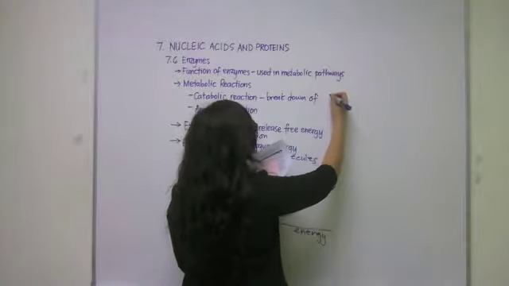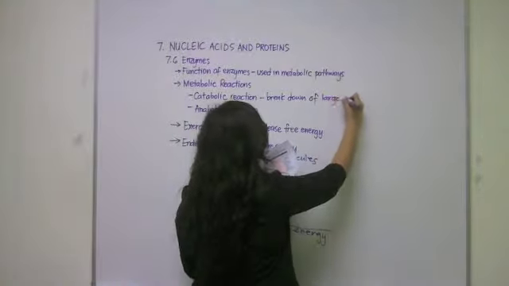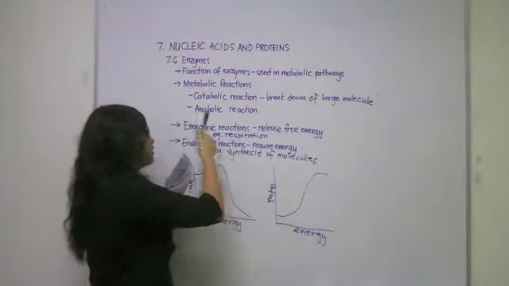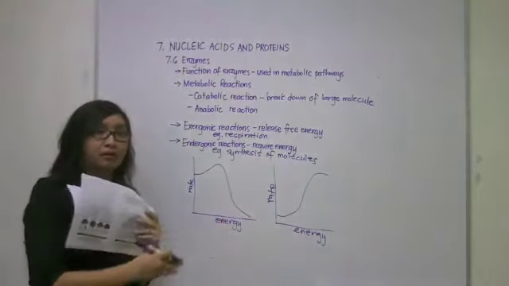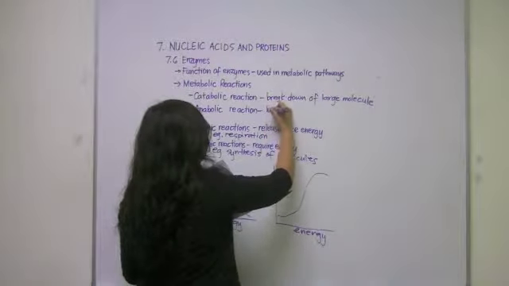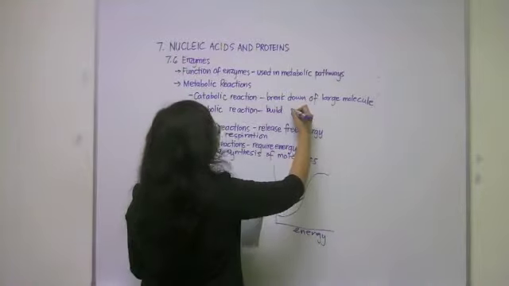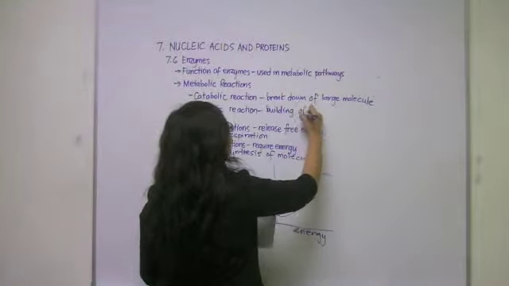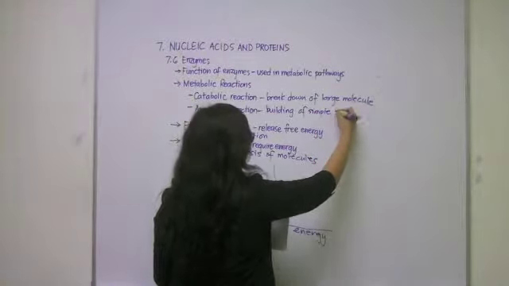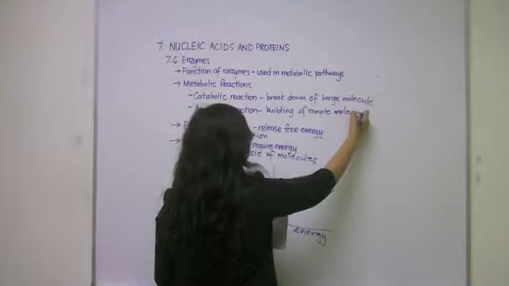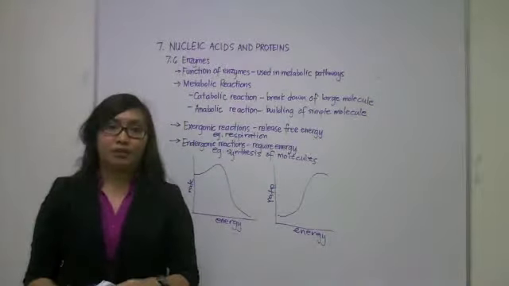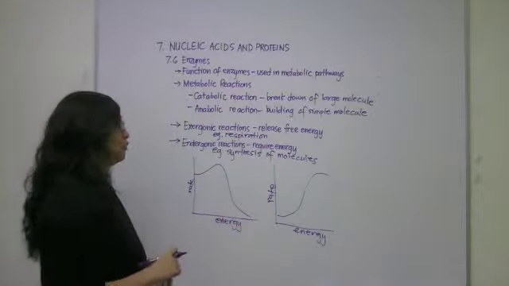So catabolic reaction is a breakdown of large molecules into simpler ones. An example of that, in relation to the exergonic reaction, is when we break down glucose molecules to release ATP. And anabolic reaction is when we build molecules together to produce a larger molecule. In line with that, anabolic reaction is also endergonic, which requires energy for it to occur.